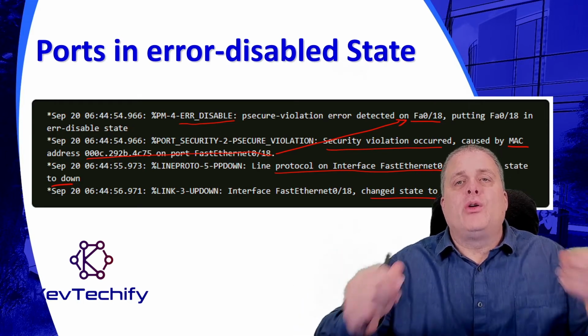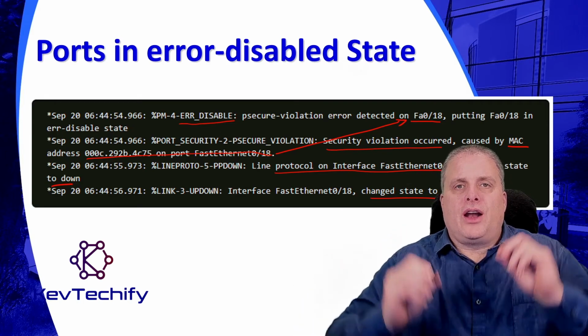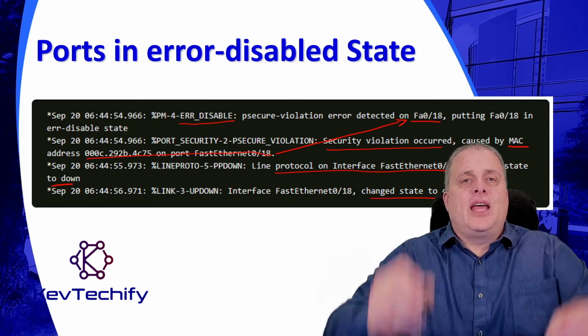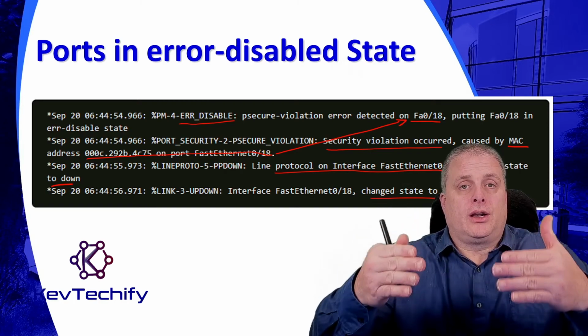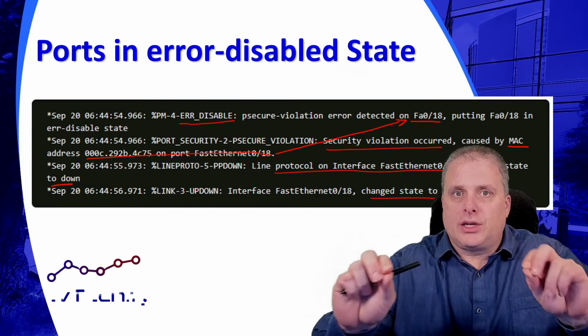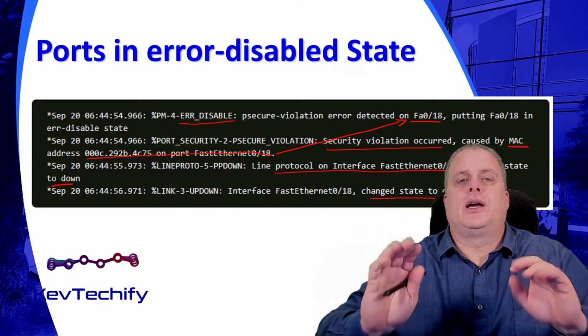And once again, to get out of err-disabled mode, you as the administrator have to log into the device, get into that port, shut it down, and then turn it back on. You have to make sure you do the shutdown, and then right after that you can do a no shutdown.